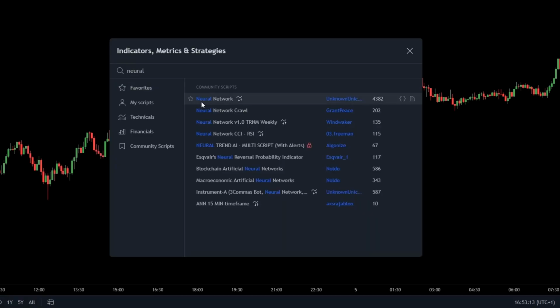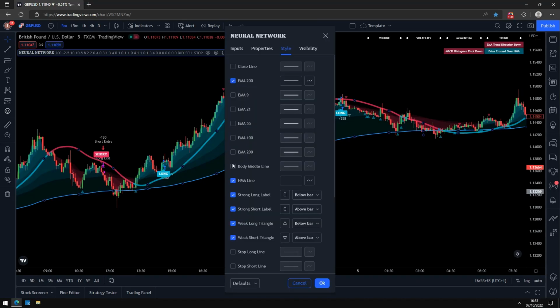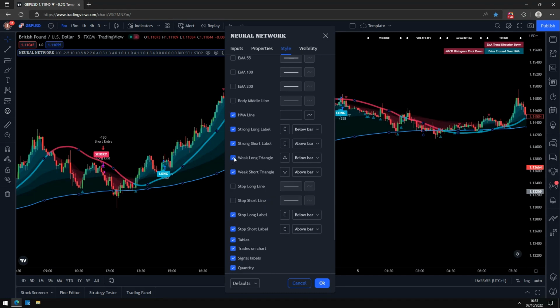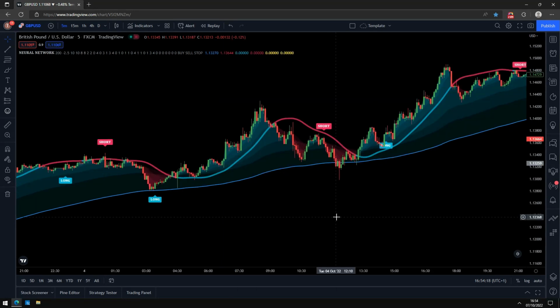Typed in neural and it's neural network by unknown unicorn. Go into settings up here. I've kept the EMA 200 on, the HMA line, I've removed the week long triangle, the week short triangle, and then these 4 options down here. So there we go, the chart looks a lot cleaner and I'm going to show you how to use it.